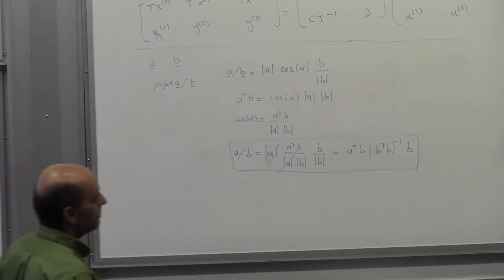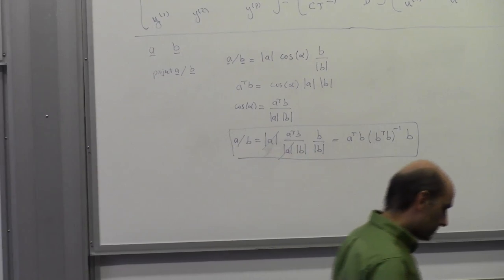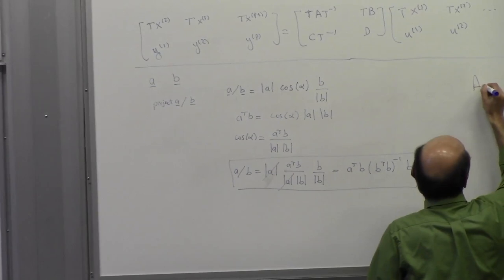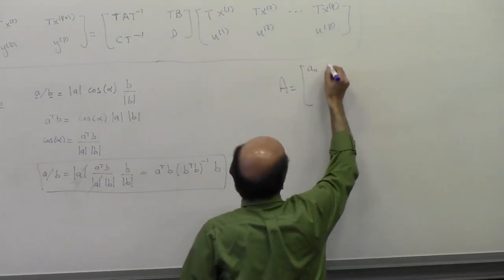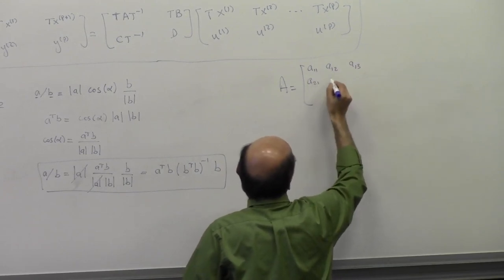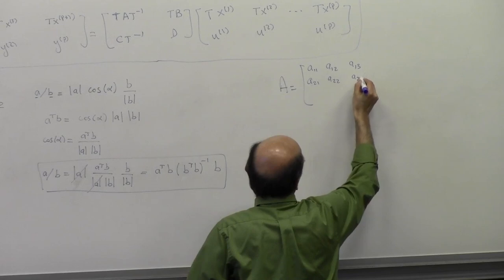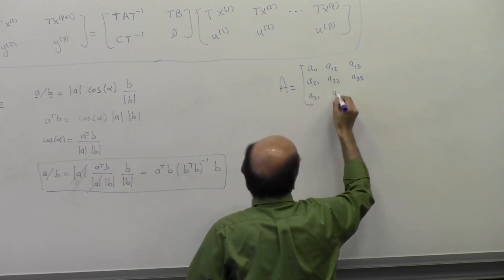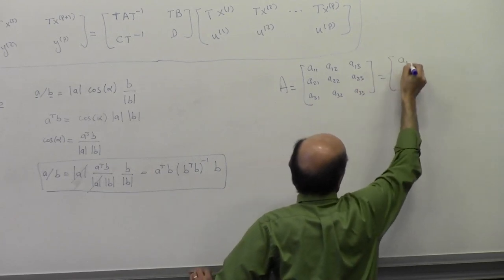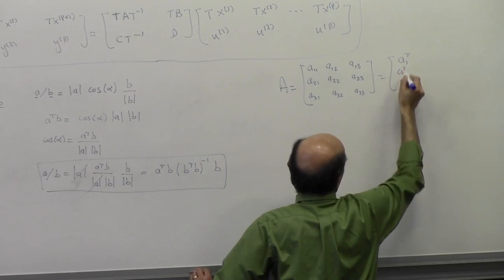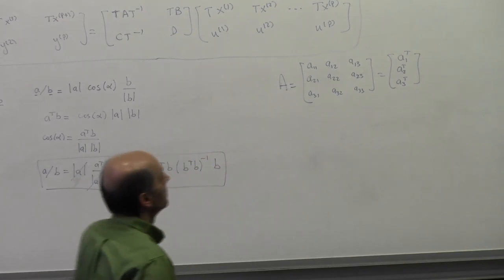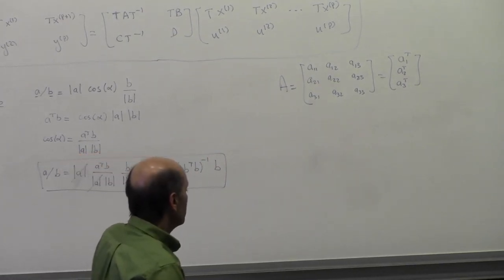All right, so what do I mean by projecting a matrix? Say, let's take a matrix A, capital A. It's made up of A11, A12, A13. Say it's a 3x3. Of course, that's equal to vector A1 transpose, vector A2 transpose, vector A3 transpose. That's what we mean by this matrix A.